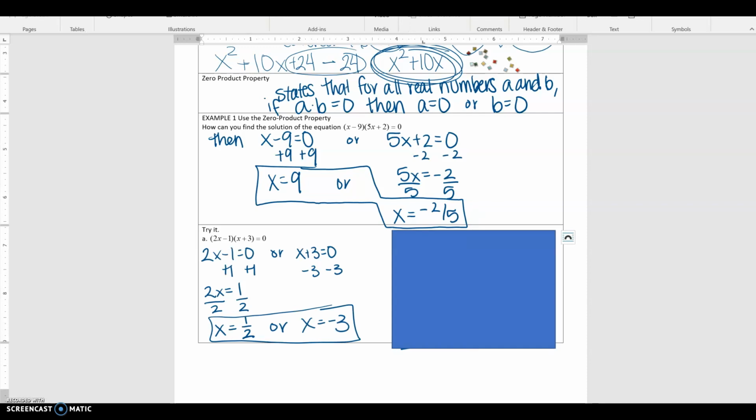Okay, so either 2x minus 1 equals 0 or x plus 3 equals 0. So we solve, adding 1 on both sides, divide by 2 on both sides, we get x equals 1/2, or subtract 3 on both sides, x equals negative 3.